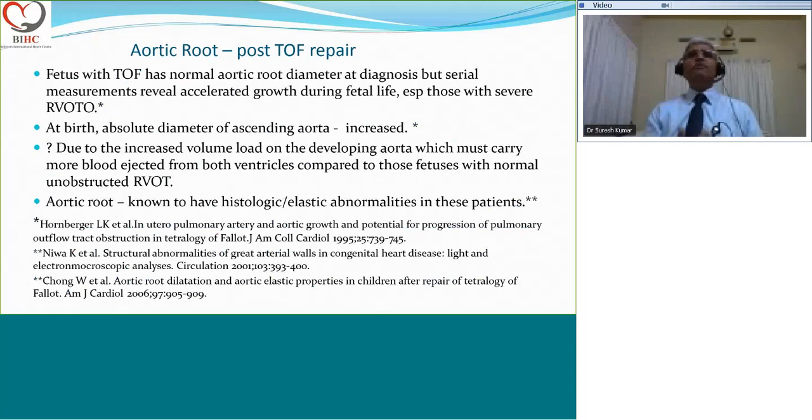Why is this happening? We have traditionally believed that this is because there is a greater volume going through the aorta because the pulmonary artery is obstructed. But the fact that there are histologic and elastic abnormalities in the aorta in quite a few of these patients may suggest that there may be an underlying genetic problem and the aortic dilatation may be pre-programmed.